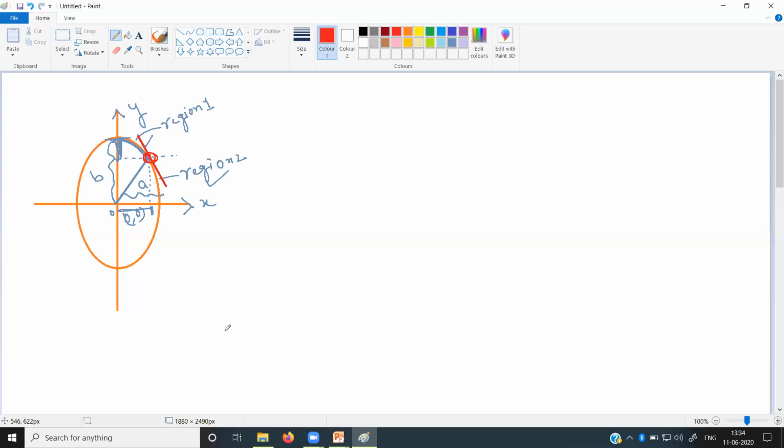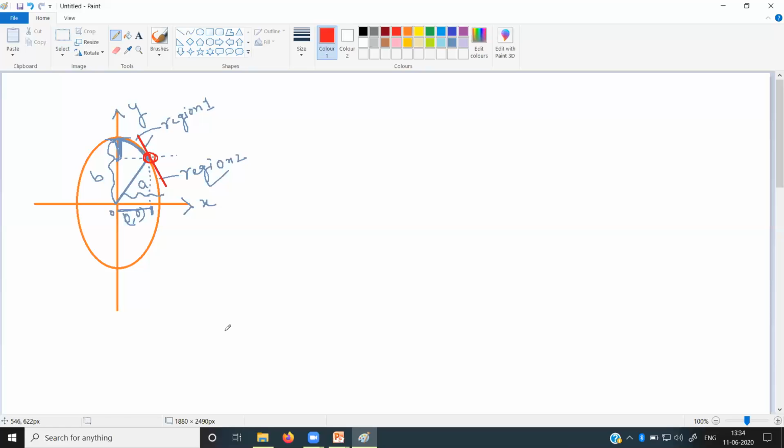Again I am repeating, if I draw a tangent which will pass through the point which divides the curve of quadrant 1 into half, that means region 1 and region 2, this value of the tangent decides when I have to stop the generation of the points for region 1 and when I have to start the generation of the points of region 2. Okay.